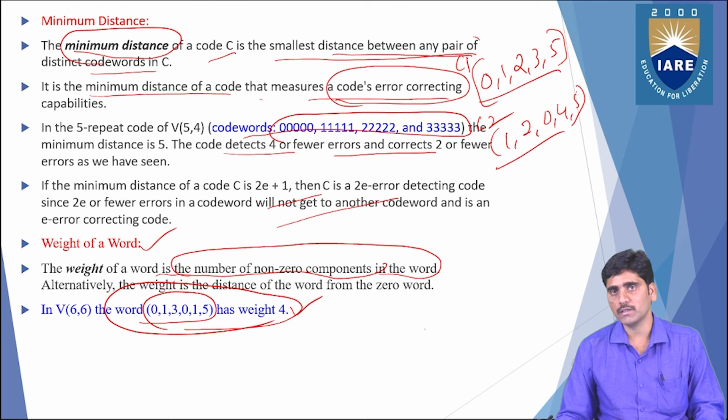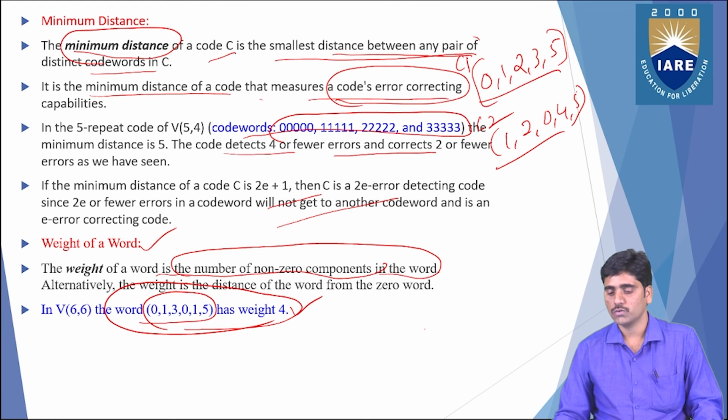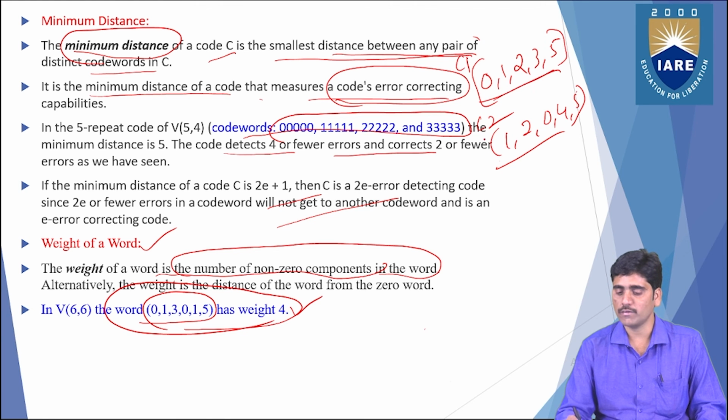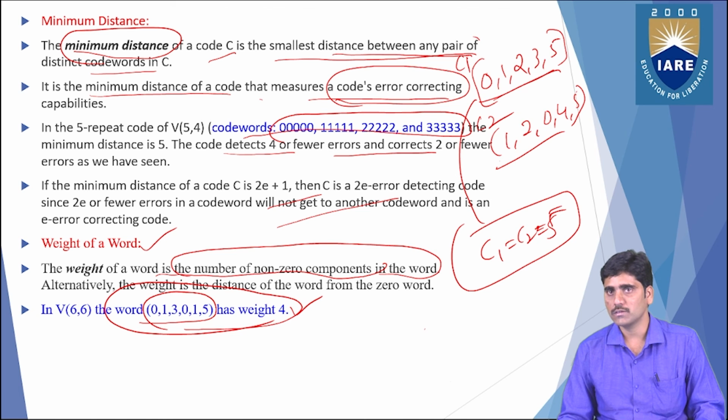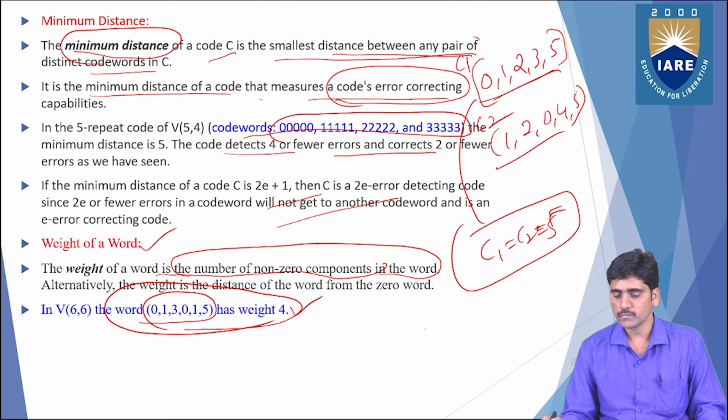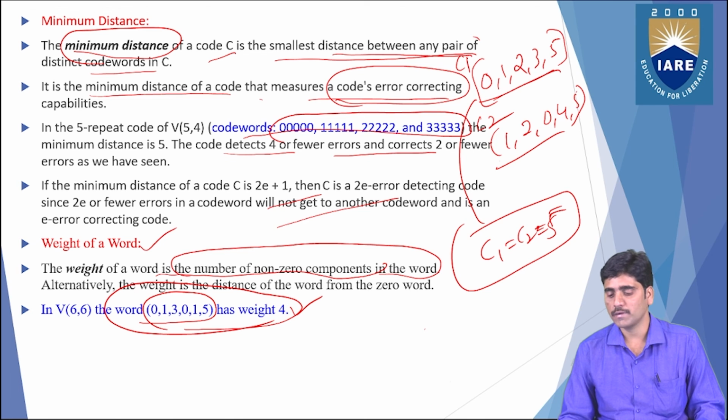So what is meant by Hamming distance actually? Hamming distance is nothing but the number of places that differ. The size of the words is the same: C1 equals C2 equals 5. But the Hamming distance is what? We need to know the number of places that differ.